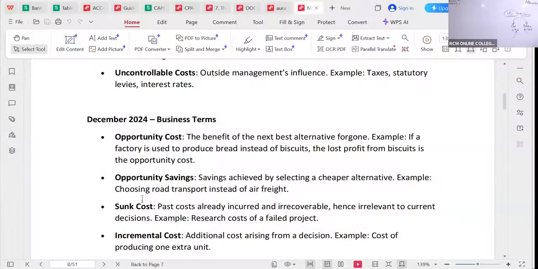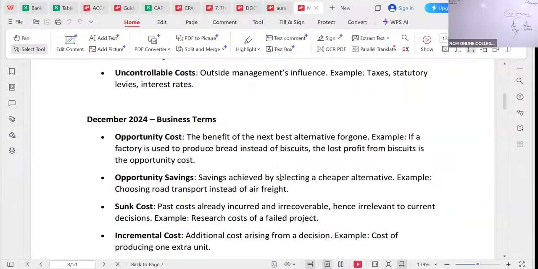Mwalimu Kamara Thao, isn't it? So opportunity savings achieved by selecting a cheaper what here? Alternative. Example, choosing road transport instead of what here? Somebody? Air freight, yes. Sunk costs, these are past costs already incurred and irrecoverable, hence irrelevant to current decisions.